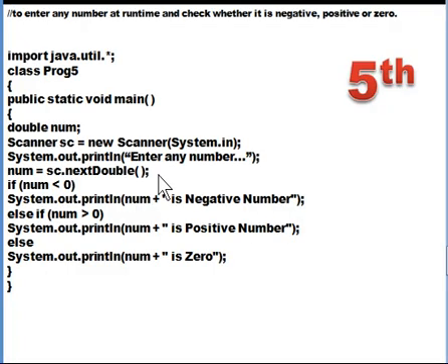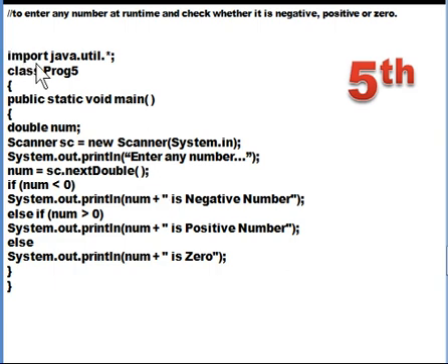Here we have to ask the user to enter a number and display whether the given number is negative, it is positive, or 0. The logic is very simple. If the user is entering a number with a minus sign, it is negative. That means if the number is less than 0, it is negative. If it is greater than 0, it is positive, and if it is 0, it is obviously 0.